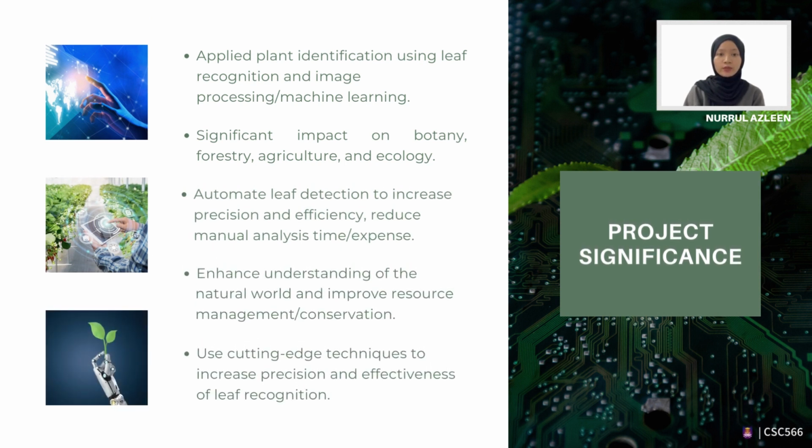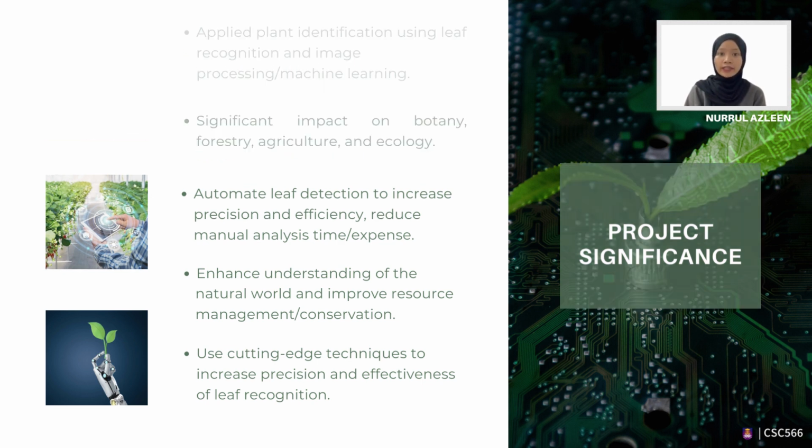The project aims to apply plant identification through leaf recognition using image processing and machine learning, which can have a significant impact in sectors such as botany, forestry, agriculture, and ecology. Automating the process of leaf detection can increase precision and efficiency while reducing the time and expense of manual analysis. The project aims to enhance our understanding of the natural world and improve our ability to manage and conserve resources using cutting-edge techniques to increase the precision and effectiveness of leaf recognition.